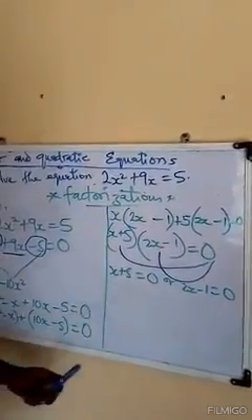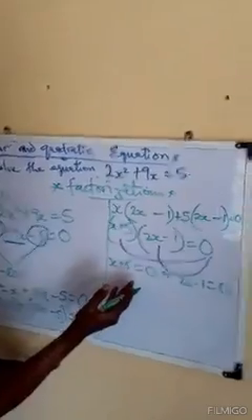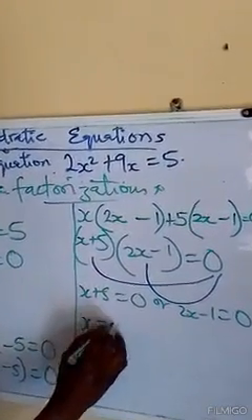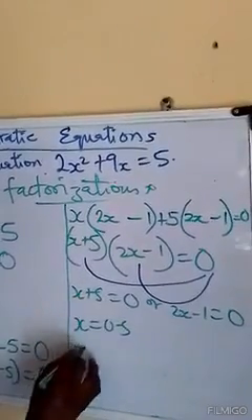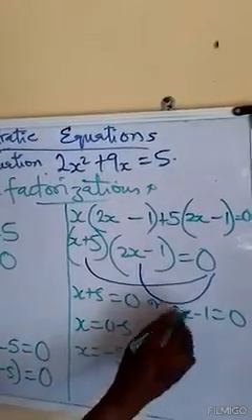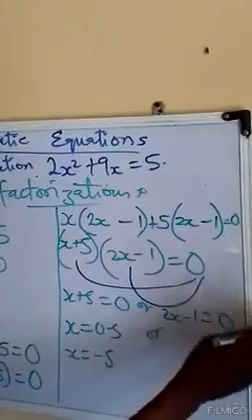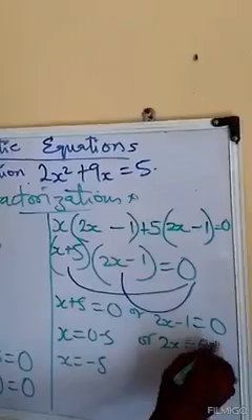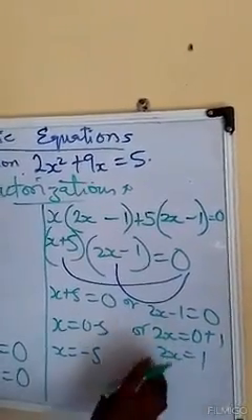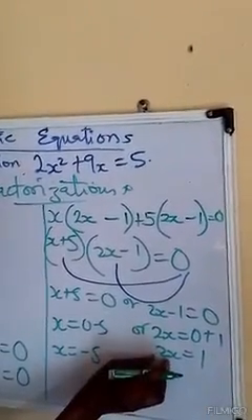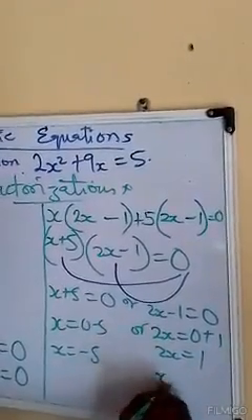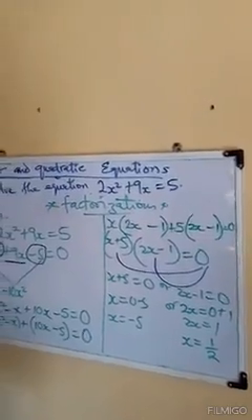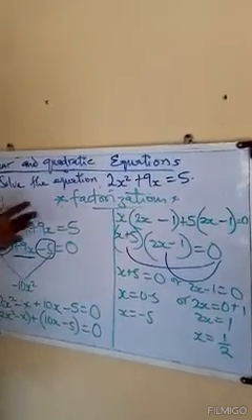Now I want you to look at it very well. Come closer, watch and see. You have to shift this plus 5 here, so you end up having x equal to 0 minus 5. So at the end of it all, x equal to minus 5. Now you solve the other one. You shift this minus 1 to the right hand side, so you have 2x equal to 0 plus 1, so 2x equal to 1. Divide both sides by 2, so you end up having x equal to 1 over 2. Did you get that?